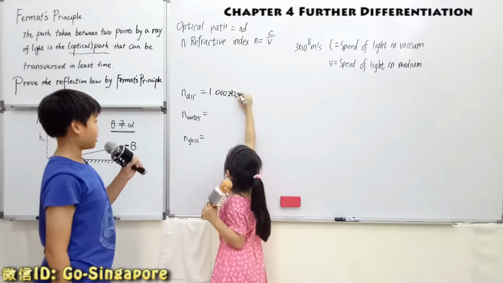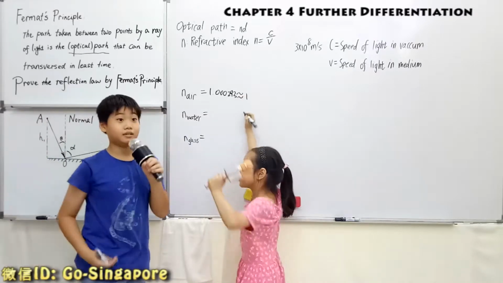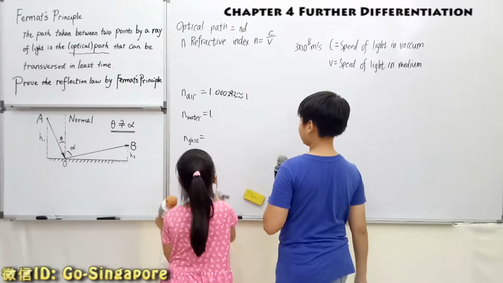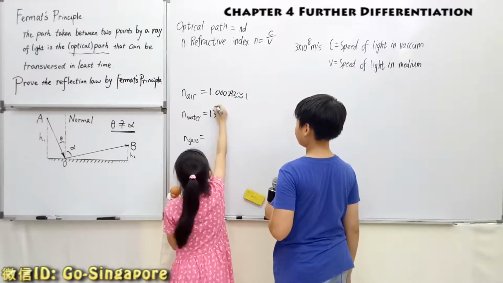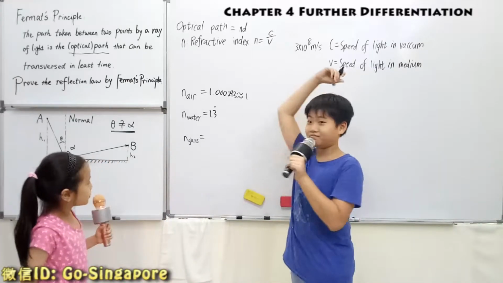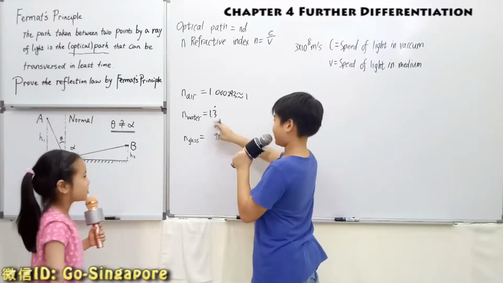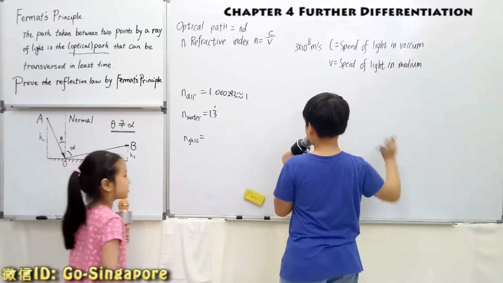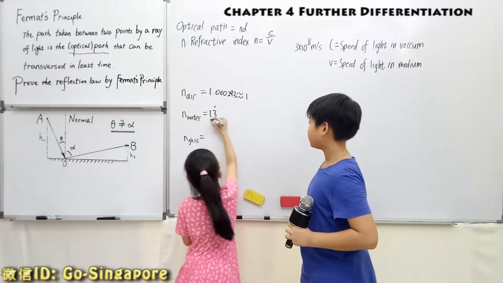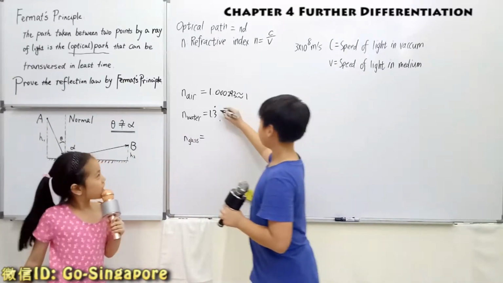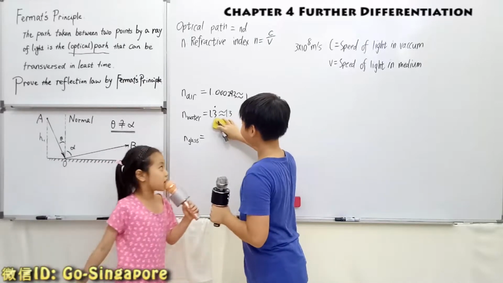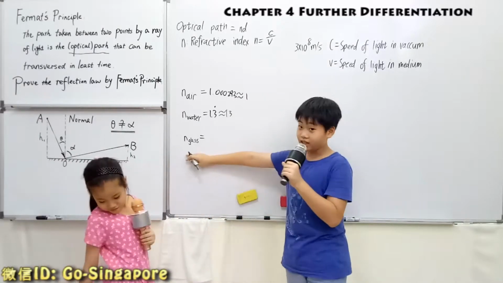This is around 1, right? Yes. 1.3. Actually this is 1.333 with infinite threes. About 1.3. Like this. Next, in class.